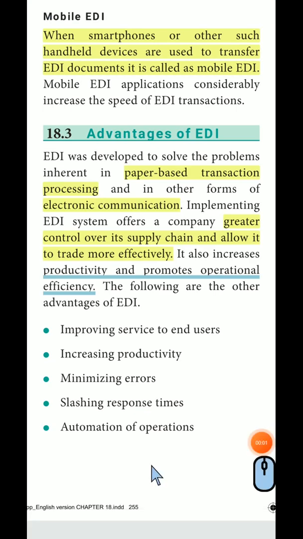The next one is slashing response time. For example, if a sending company is giving some purchase order through documents to the receiving company, within a fraction of time this can be estimated by the receiving company, and they may send some invoice details as a document to the sending company. So this can be done within a fraction of time. That is what slashing response time. And the next one is automation of operations. So here everything can be done in an automated way, and it is also effective for online businesses.